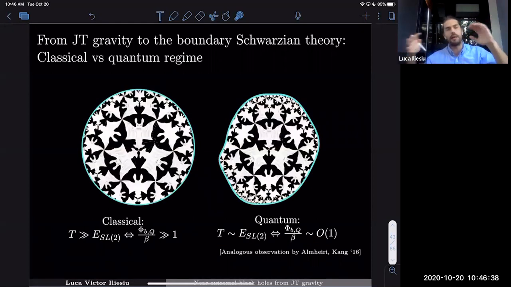In that regime, I can completely trust the saddle point approximation for the Schwarzian theory. So this is actually the classical regime, and this is the regime which most people talk about when they look at near-extremal black holes. So this is when the temperature is much larger than the gap, what people conjecture to be the energy gap. So this is not that interesting, and we don't really care that much about it, because we precisely want to determine the density of states in the regime where T is of the same order as E_SL2. In that regime, the theory becomes strongly coupled.